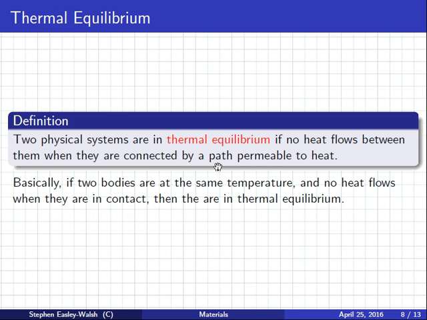If my left hand and my right hand are at the same temperature, when I put my hands together, no heat moves between them. However, if the table is cold and my hand is warm, the heat will move from my hand to the table, so they're not in thermal equilibrium. So basically the same temperature, but that is the technical definition. And what does permeable mean? Allowing movement. It's like that word in English, permit.